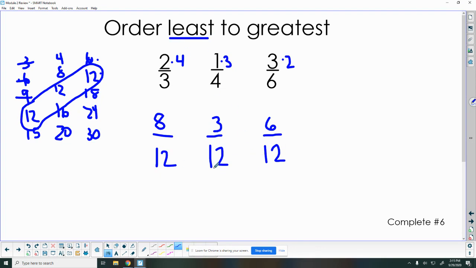So I'm looking for the smallest one is here at 1/4. So I can see these are matched up. And then next is 6, which is 3/6. And then last we have 8/12, which is 2/3. So we always want to put them back in their original form here unless it asks otherwise. So go ahead and pause the video and try number 6.